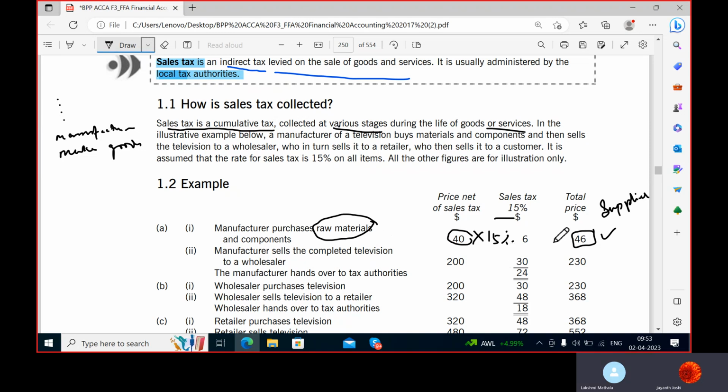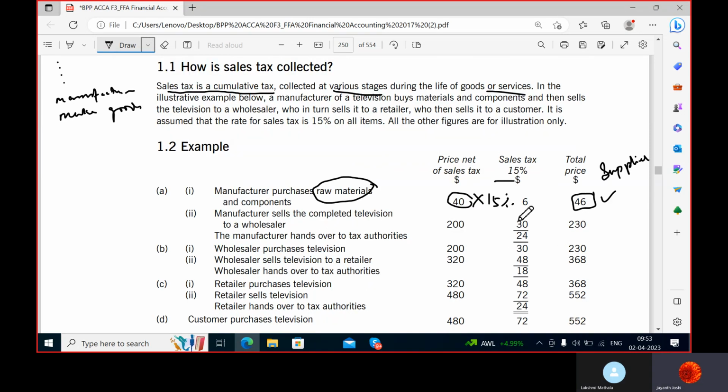So $46 is to be paid by the manufacturer to the supplier. But among this $46, $40 is the price of raw material and $6 is the sales tax. The sales tax will ultimately be paid to the local tax authorities. This is not the income of the supplier. The supplier will get an income of $40. The $6 he is collecting on behalf of the local tax authorities, which he will later deposit. Clear?